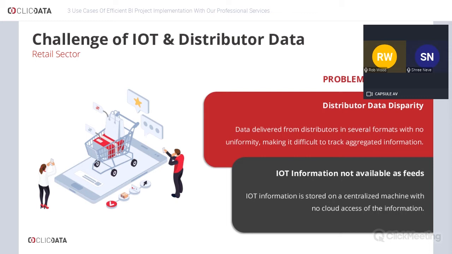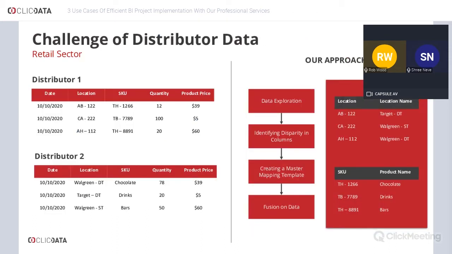The second issue that this particular client was facing was that IoT information was not available as feeds. They had sensors across different aisles to measure traffic movement, to measure how many ins and outs of customers they were having. But the IoT would send the data back to a local server, and the client had to wait until the end of the day to upload the data to get any sort of analytics or make any decisions on top of that. With that as the approach, we're going to talk about both the problems individually.